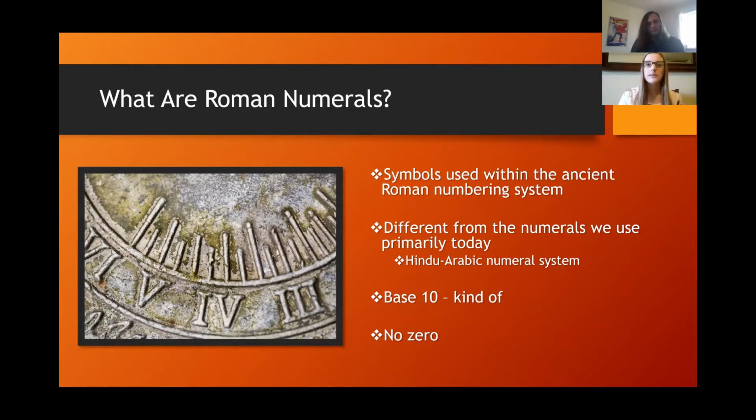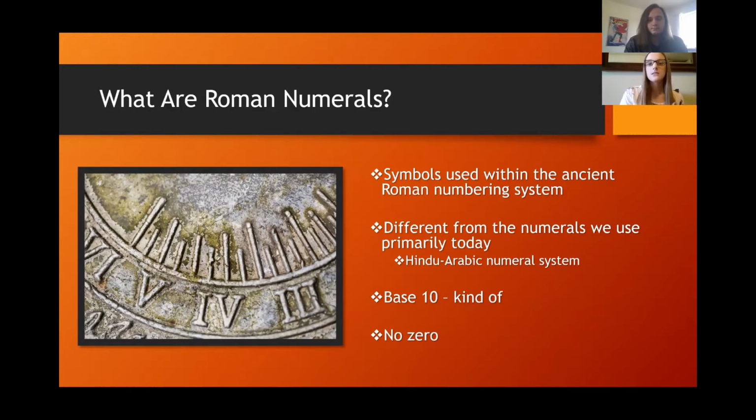Roman numerals were based upon lettering, which we'll go into in a little bit, whereas our current numbering system is the Hindu-Arabic numeral system. So Roman numerals were base 10, kind of. They were based upon multiples of 1s and 5s. However, they did not have place values as we have in the Hindu-Arabic numeral system. So they don't have a 1s place and a 10s place and a 100s place as we do, which means that it's not truly a base 10.